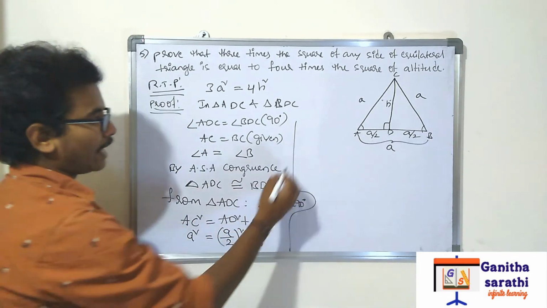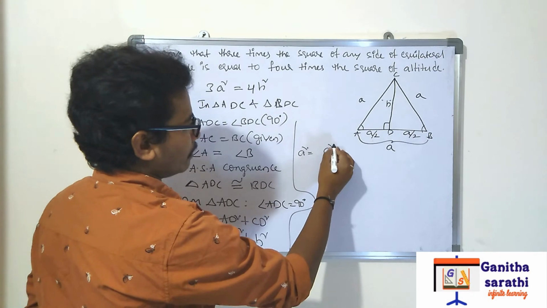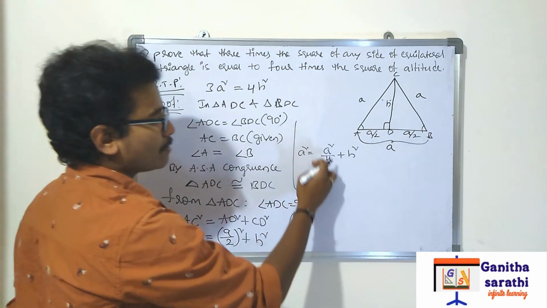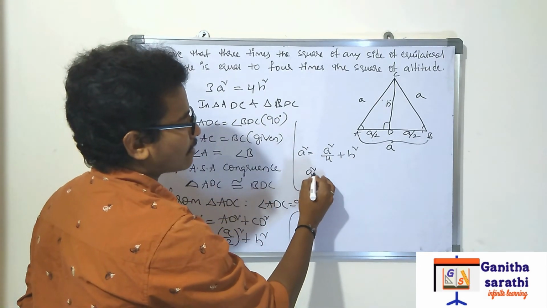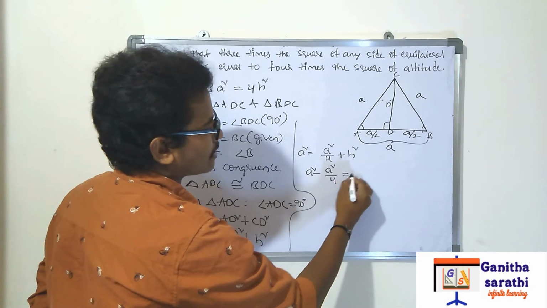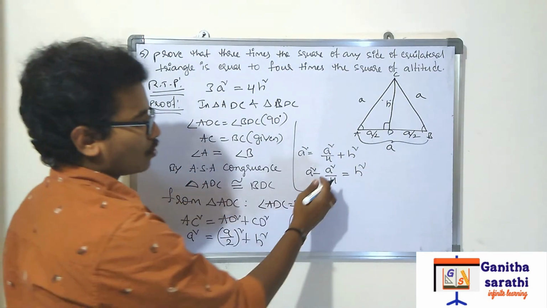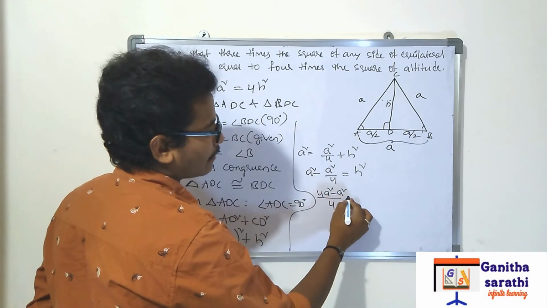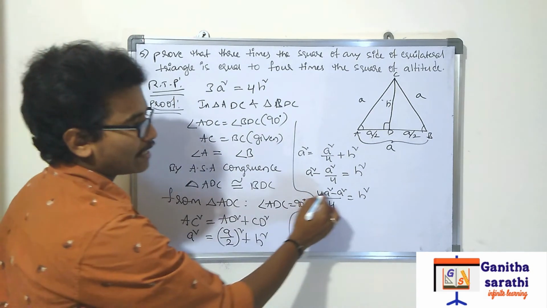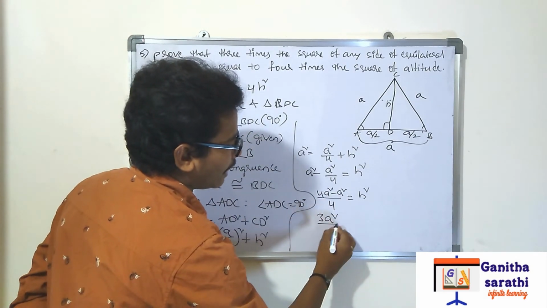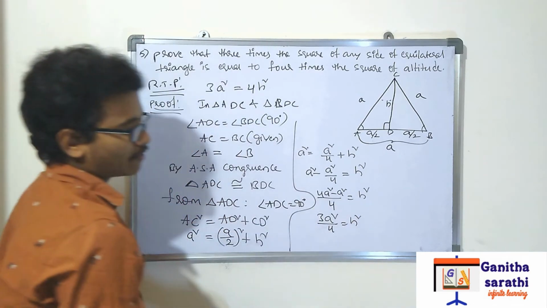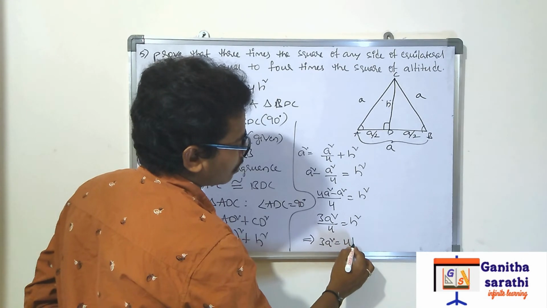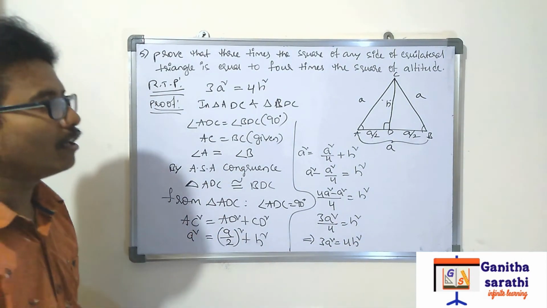Now A square is equal to A square by 4 plus h square, since 2 square means 4. Take A square by 4 to this side: A square minus A square by 4 is equal to h square. What is the LCM? 4. 4A square minus A square will give you 3A square by 4 is equal to h square. Take this 4 to the right hand side. What will it become? 3A square is equal to 4h square. That is our proof.